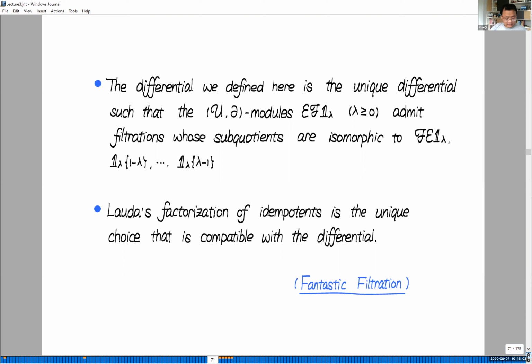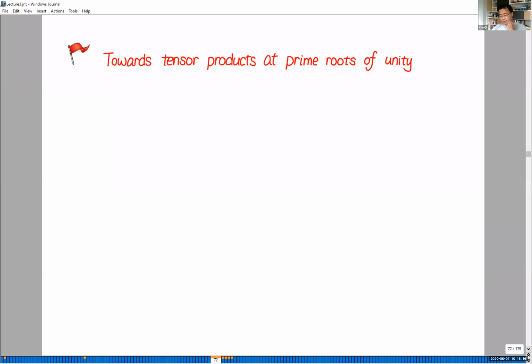So that's all I planned for explaining the categorification of quantum SO2. But now we'll move on towards its basic two-categorical representation theory. So our goal is towards a tensor product representation construction at a prime root of unity.